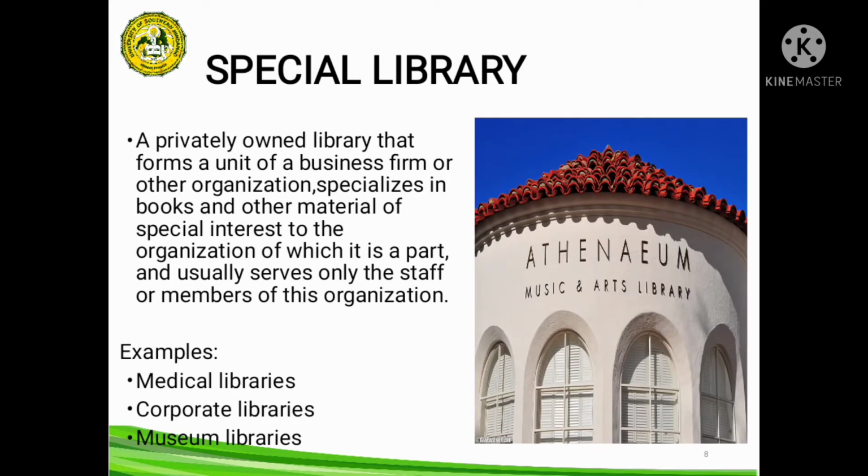At this moment, let's talk about the special library. Special library is a privately owned library that forms a unit of a business firm or other organization, specializes in books and other material of special interest to the organization of which it is a part and usually serves only the staff or members of this organization. Special library is a library that is not classified as an academic, school, or public library. Examples of special library are medical libraries, corporate libraries, and museum libraries.